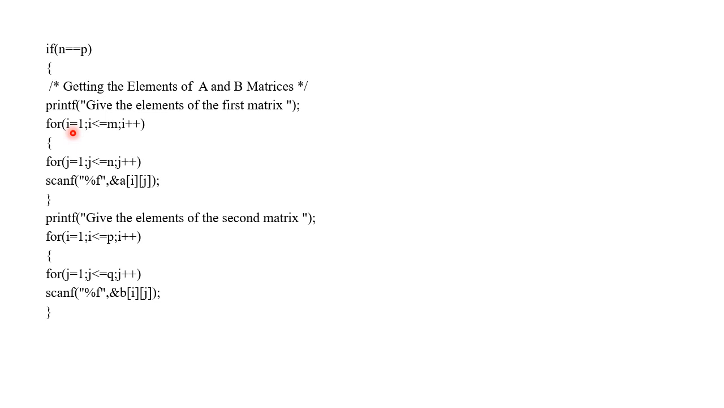So first matrix will be inputted. I runs from 1 to m, j runs from 1 to n, scanf, percentage of f, ampersand symbol, aij. Everything is the same for the input in the addition program. Similarly for B, everything is the same. This is the block for inputting the matrix A. We have explained already in the matrix addition. This is for the second matrix input.